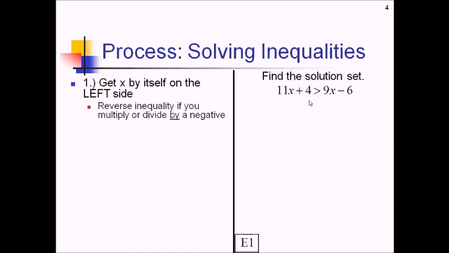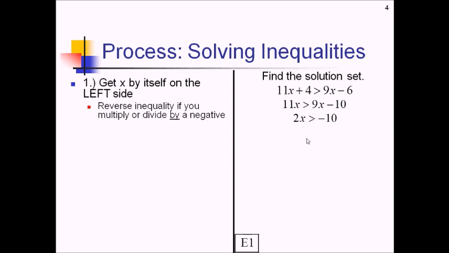So here let's do a few steps. Let's subtract the 4 first. That'll give us negative 10 over on the right. And then subtracting 9x gives us 2x on the left. Notice that we have not multiplied or divided by anything yet. We've just subtracted and added, so we don't have to reverse our inequality.